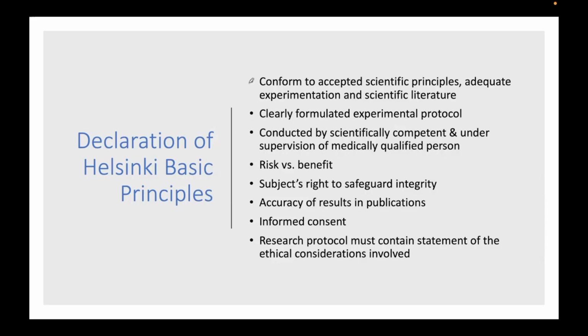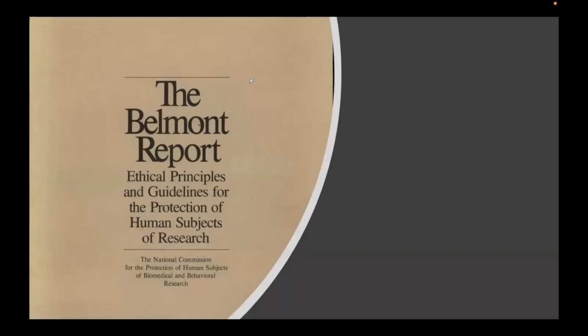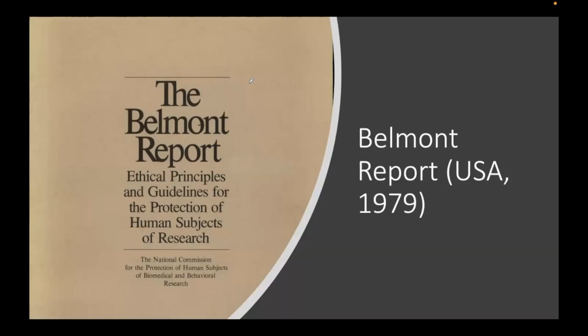There has to be accuracy of results with regards to the publications released. There has to be a sound and ethical informed consent, and the research protocol must contain a statement of the ethical considerations involved. So these are the core principles of the Declaration of Helsinki. And after the Declaration of Helsinki in 1964, came the famous Belmont Report in 1979.